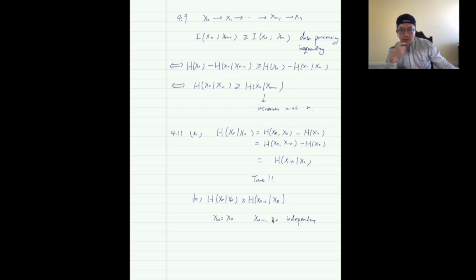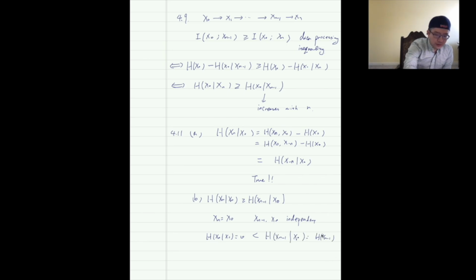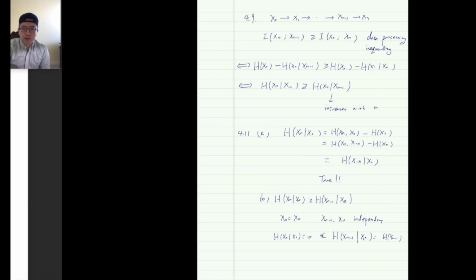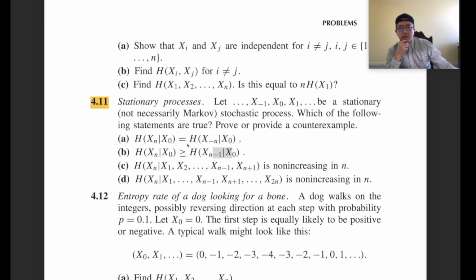So given that, in this case this guy will be 0, which would be less than this guy, equal to x minus 1, right? As long as this is not 0, right? Okay, so this means that the second problem may not be true, okay?